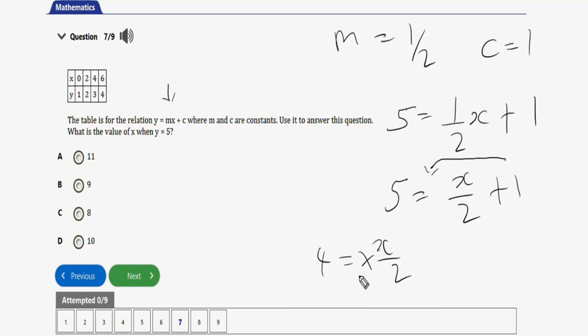Okay, so you cross multiply, you're going to have x will be 4 times 2, which gives you 8. So the right option for this question was option C. Okay, 8. So when y is 5, x is 8. So that's how you can solve this problem. Let's wipe this now and solve the next repeated question.